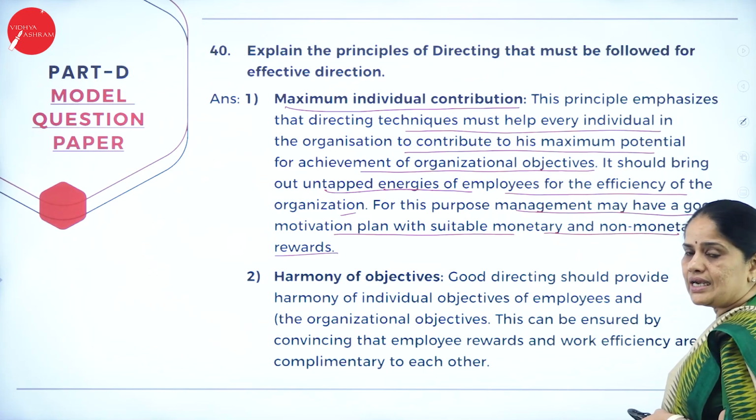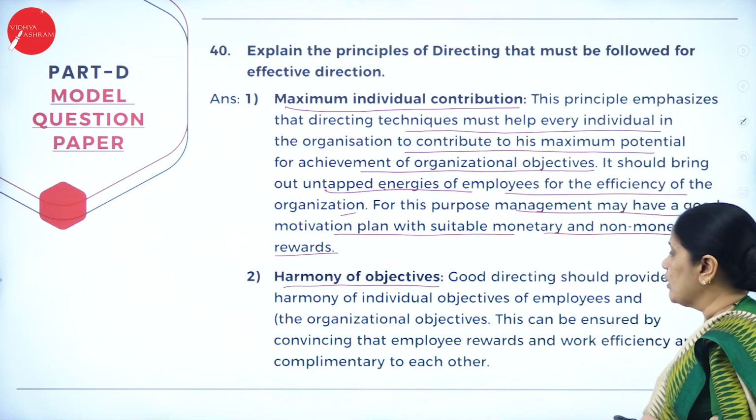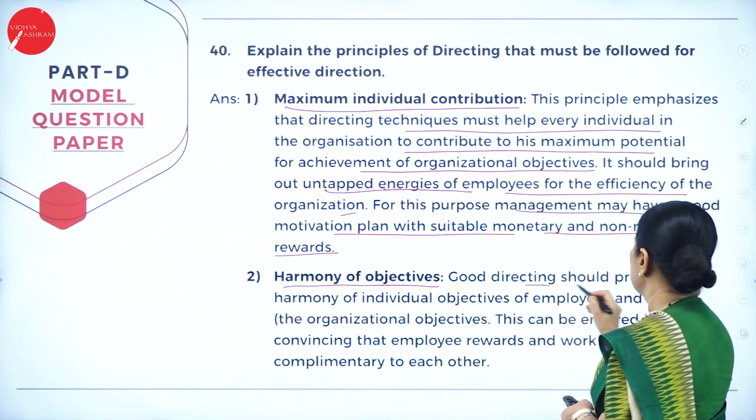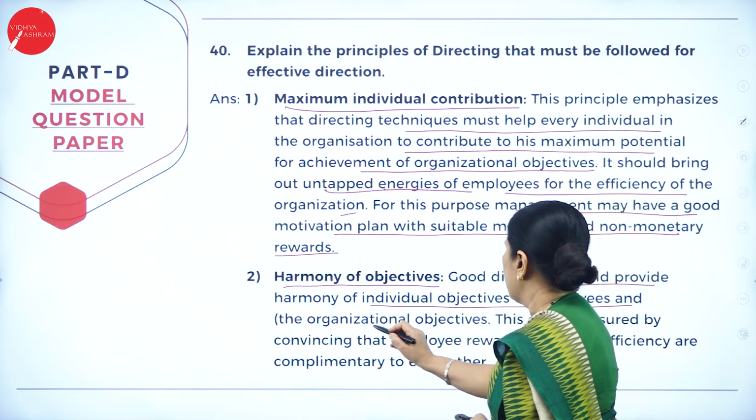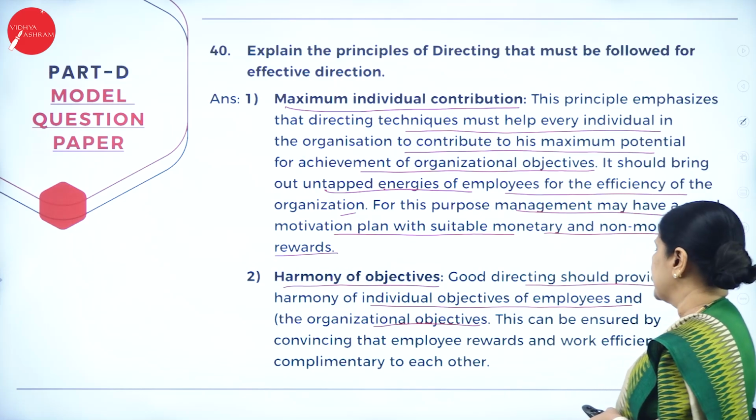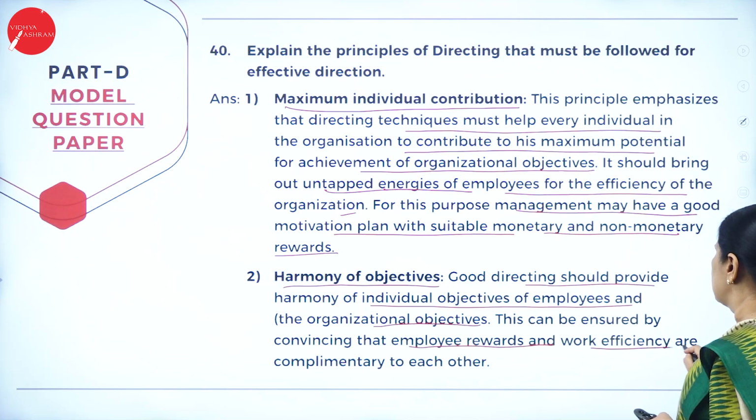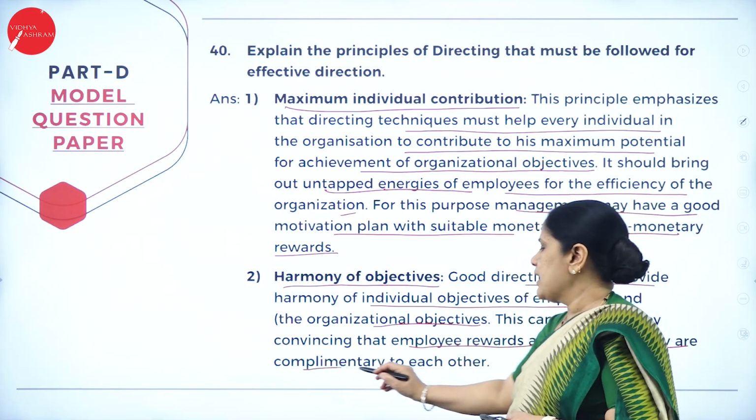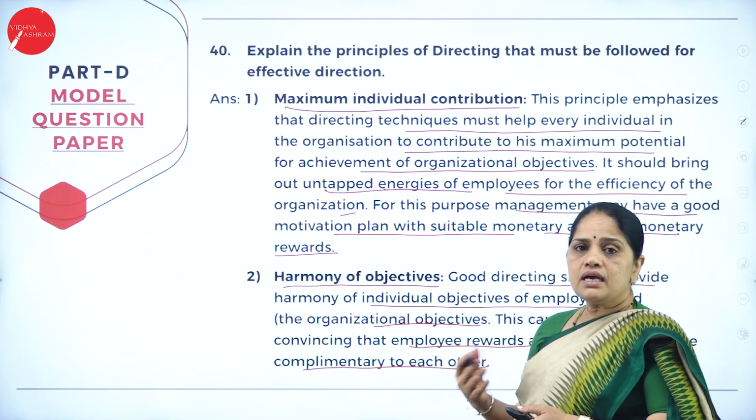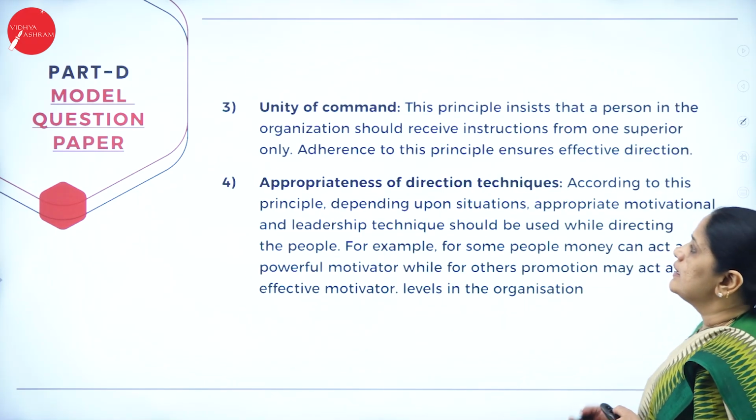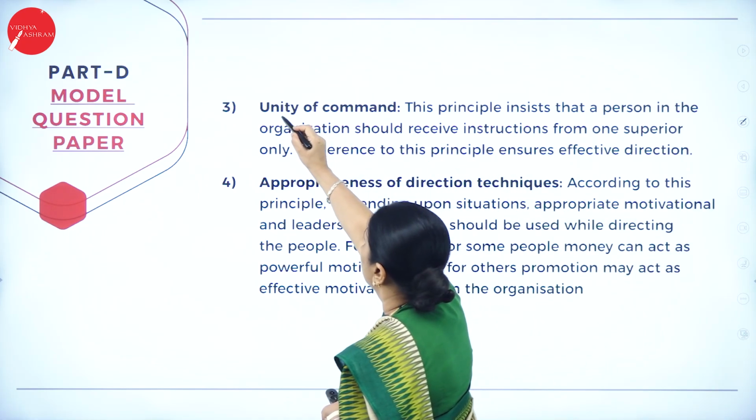Then, second one is harmony of objectives. Now, what is this harmony of objectives? Good directing should provide harmony of individual objectives of the employees and the organizational objectives. It can be ensured by convincing that employees' rewards and work efficiency are complementary to each other. That is, the more efficient he is, the more rewards he can get. Then, next one is the principle of unity of command.